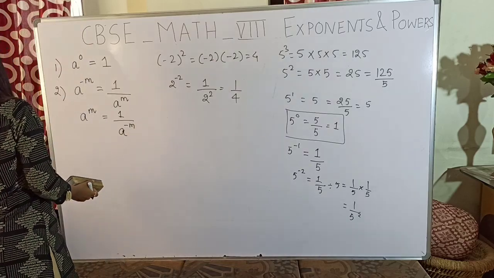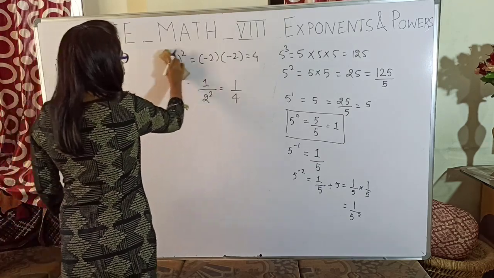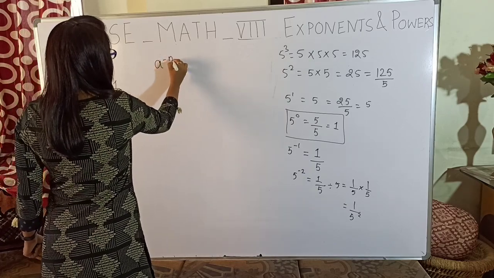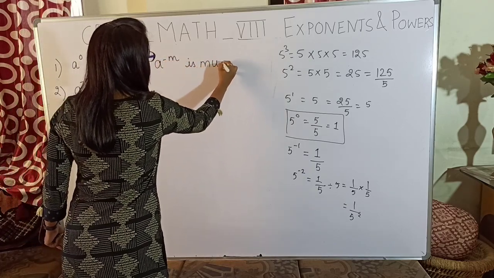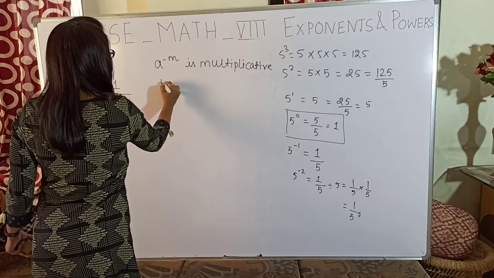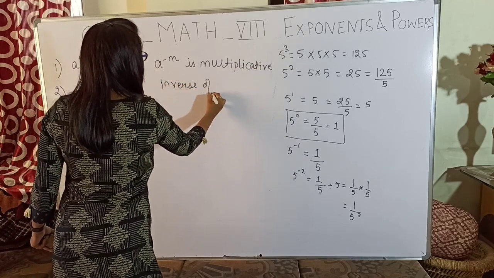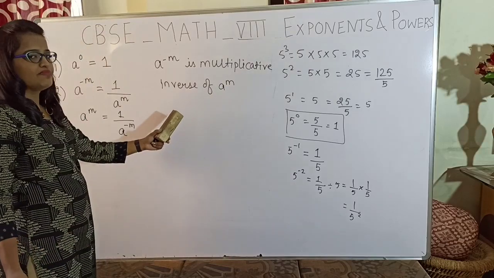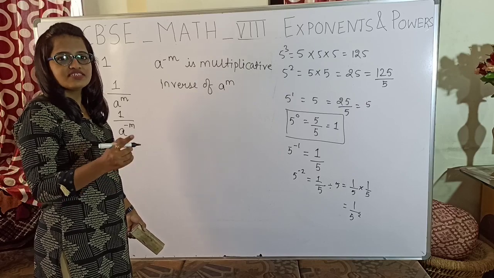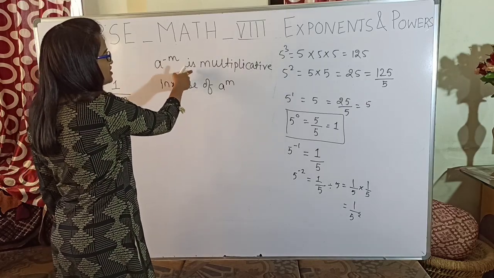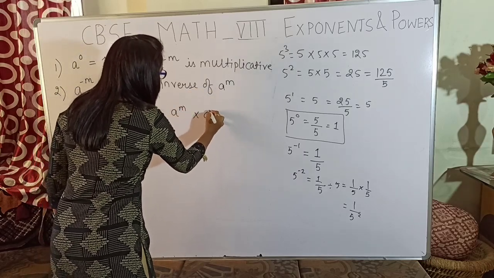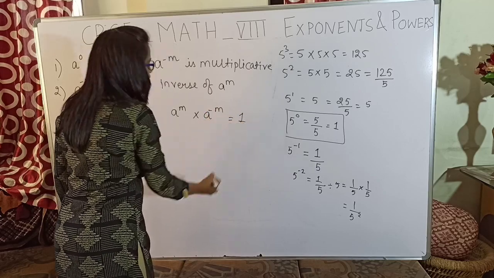So this becomes the next law, and hence we can also say that a raised to minus m is the multiplicative inverse of a raised to m. Now what is a multiplicative inverse? Multiplicative inverse means whenever you are multiplying two numbers and you are getting the result as 1. So they are saying a raised to minus m is the multiplicative inverse of a raised to m. It means if I multiply a raised to m and a raised to minus m, I will be getting the answer 1. Let us check.